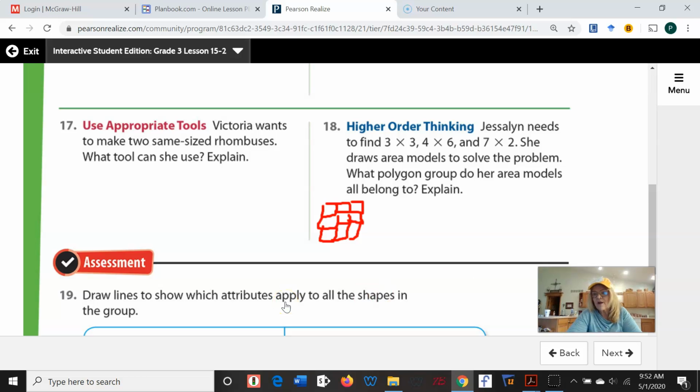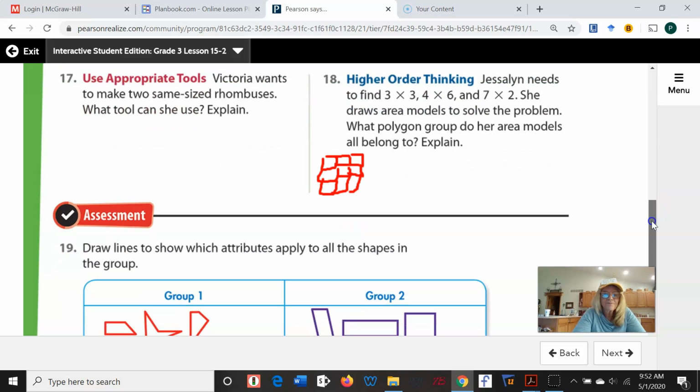Did she draw a trapezoid? Did she draw a rhombus? Did she draw a square? Did she draw a rectangle? What are the shapes that she drew? So please draw those out a little bit neater than I did.